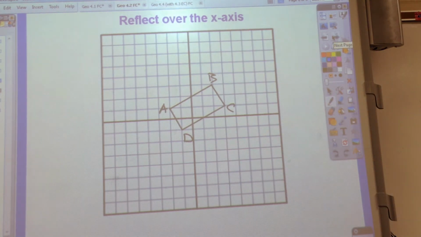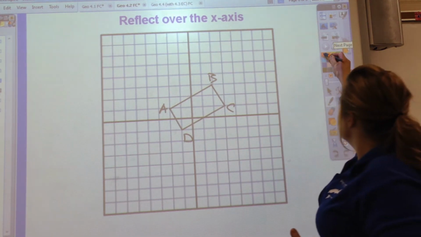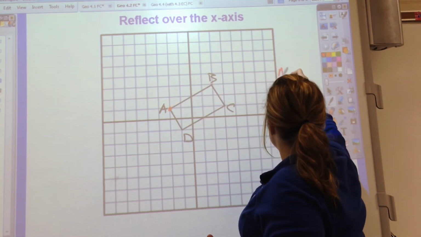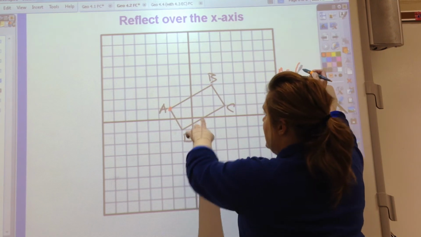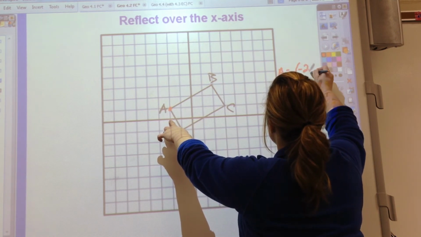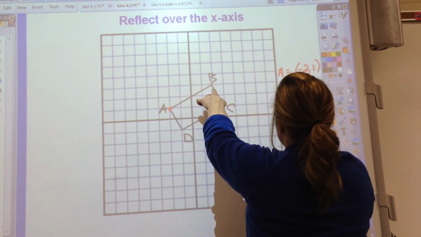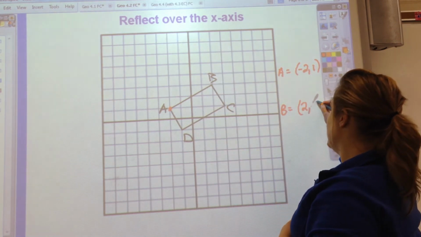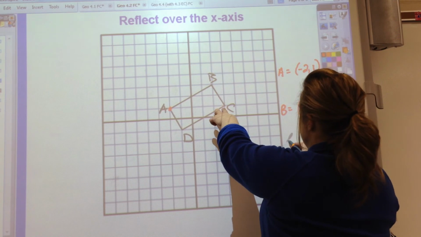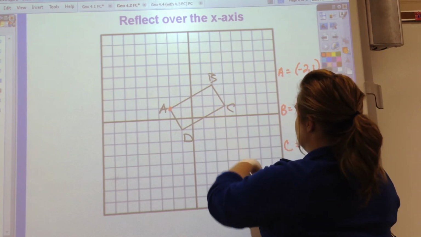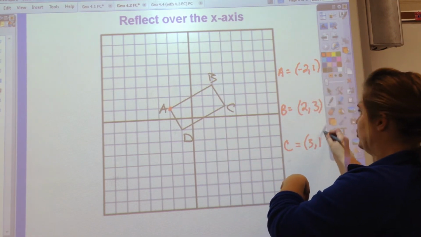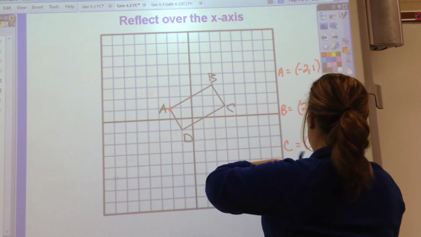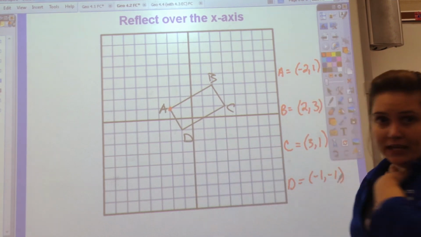If we're going to reflect over the x-axis, let's look at the values for each point. My A point is x equal to -2, y equal to 1. The value of B is x equal to 2, y equal to 3. The value of C is x equal to 3, y equal to 1. And the value of D is x equal to -1, y equal to -1.